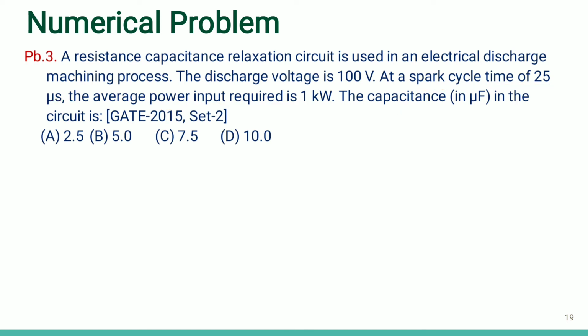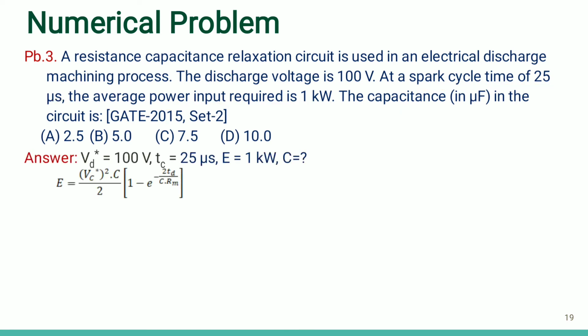So for this we are using this formula, that is E, the energy, equals 1 by 2 Vc star square into C into (1 minus e to the power minus 2 Td upon Crm). Now as the Td and Rm, again the machining resistance, is not given to you, so we are eliminating this term, and it will be E equals 1 by 2 C into Vc star square.